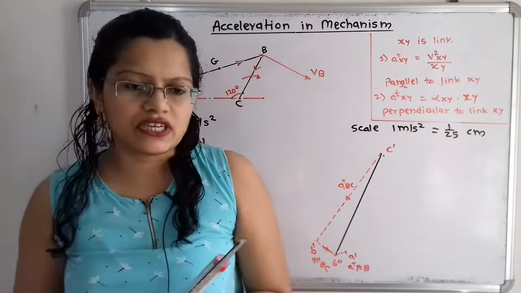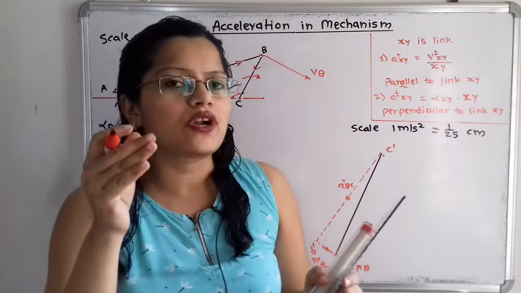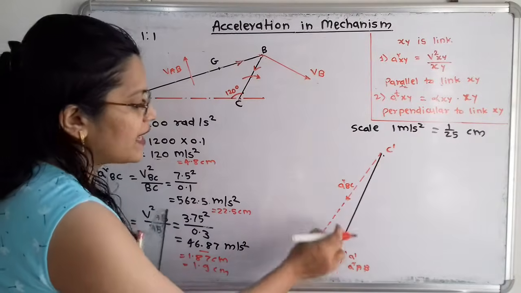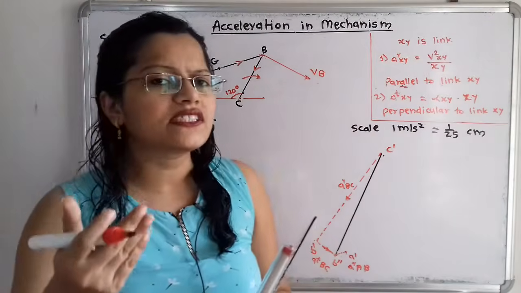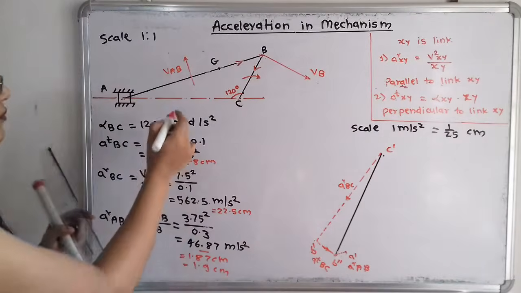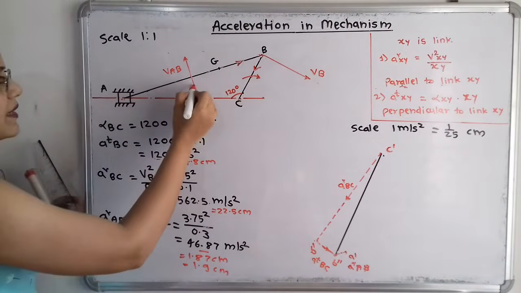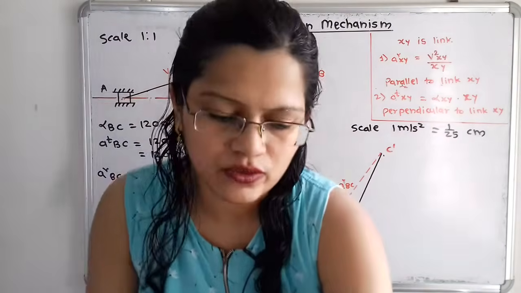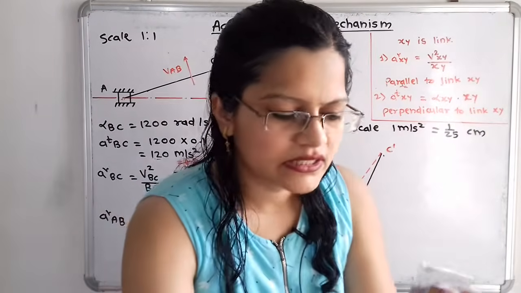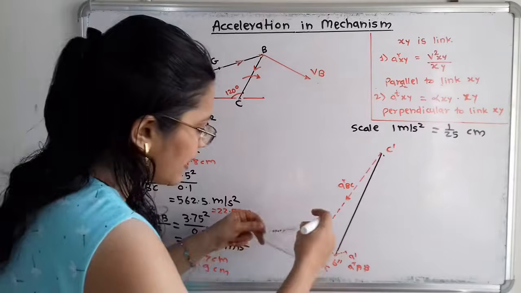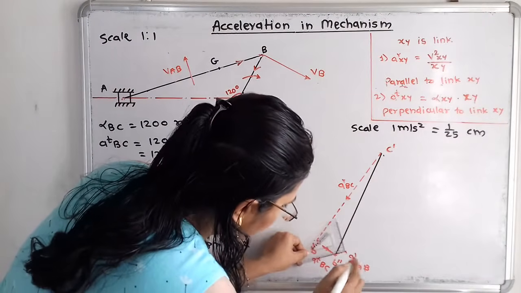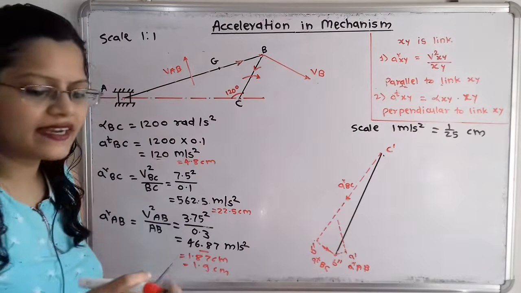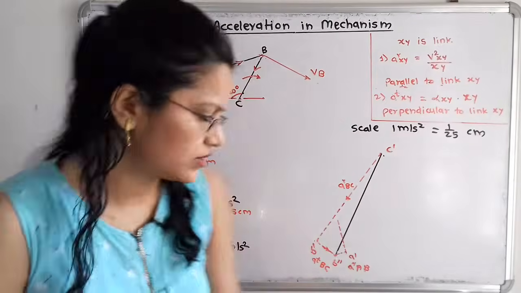Now what about the tangential component? We know that the tangential component is always perpendicular to this radial component. Again there are upward and downward directions, so which direction do we have to select? If we observe, the linear velocity for this link AB is in the upward direction, so we have to draw the perpendicular line in the upward direction only. I will take this protractor and draw one line perpendicular to this link B double dash A dash. I will draw the radial component and tangential component in the form of dashes.